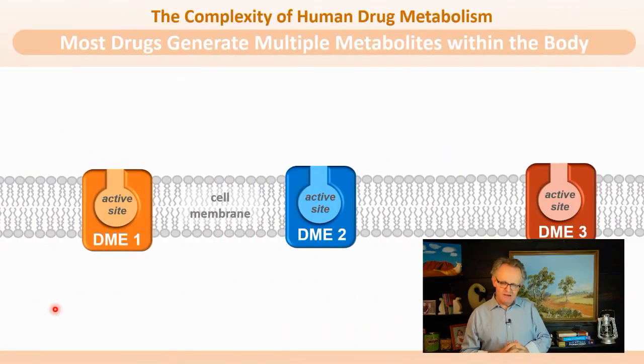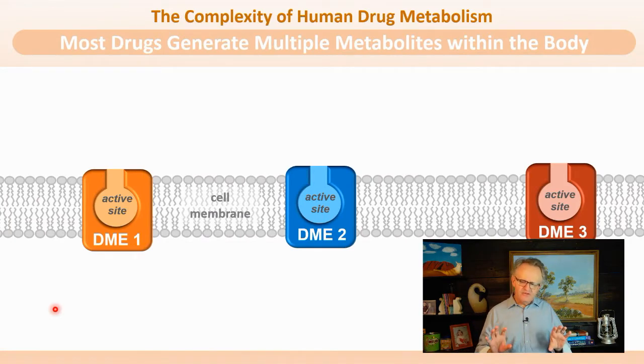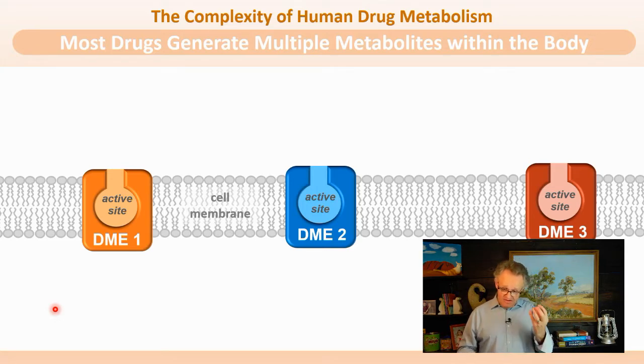Now, as I mentioned, there's more than just one drug metabolizing enzyme in the body, and there are many of them, dozens and dozens of them in the human genome. And because of these multiple pathways of metabolism, we can sometimes get quite complex patterns of metabolism, a large number of metabolites being formed from a single drug.